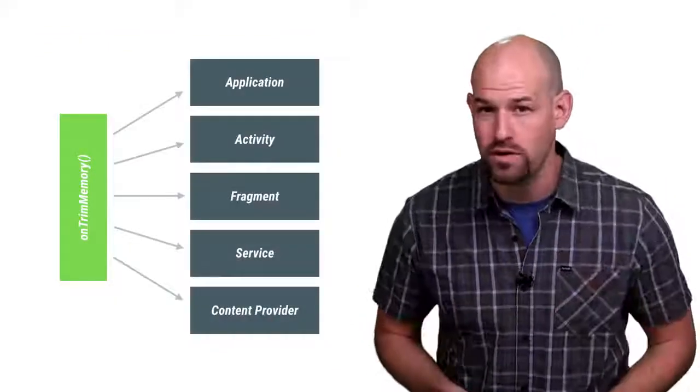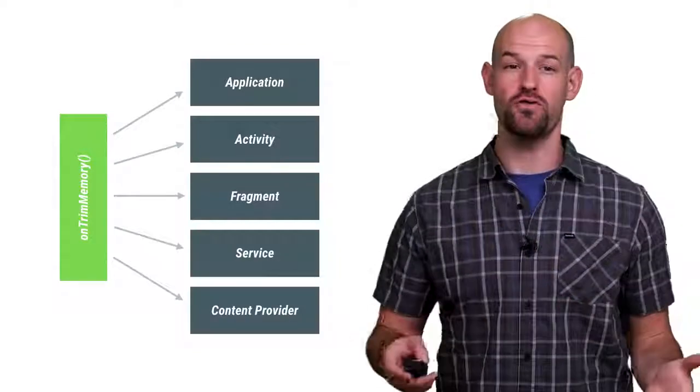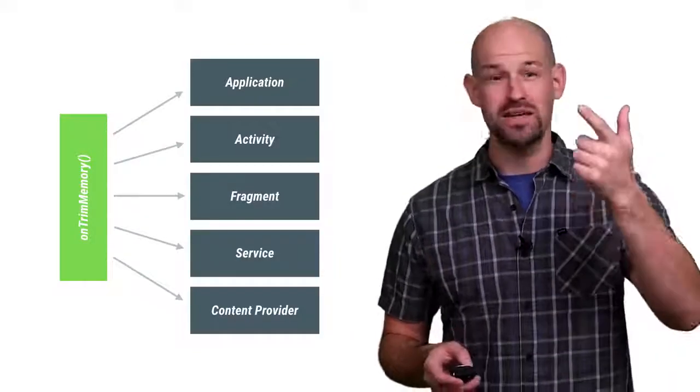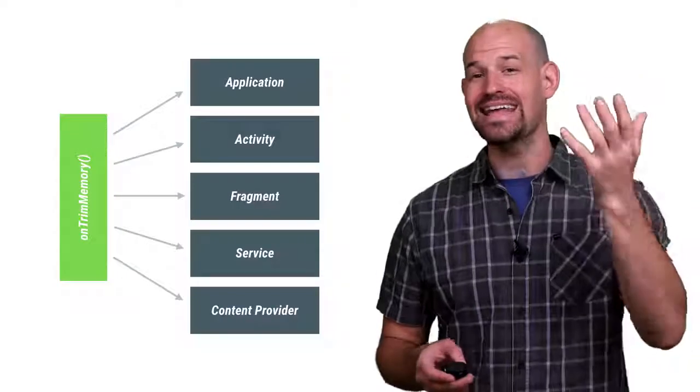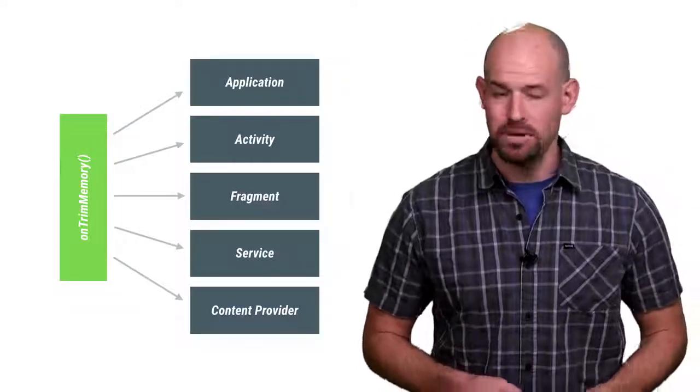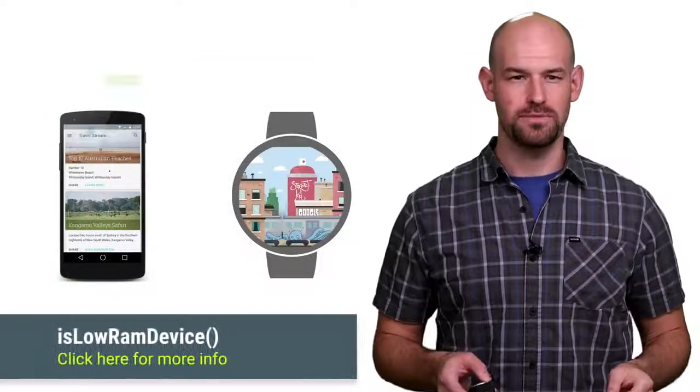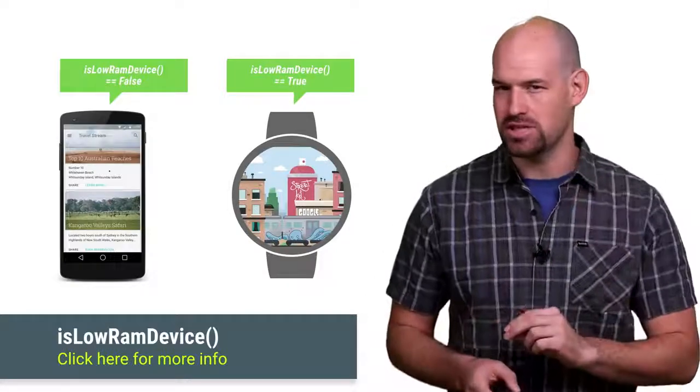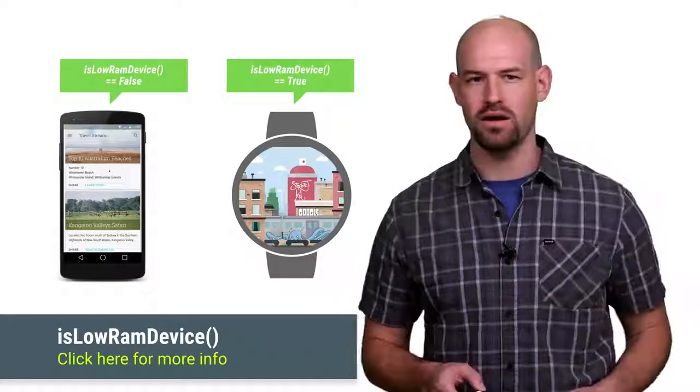And the best part is that in order to help you free up memory from every corner of your app, this callback can be overridden on activity, fragment, service, content provider, and application classes. But in order to produce the best user experience, your app shouldn't just be reactive to tight memory situations, but also proactive depending on the device.